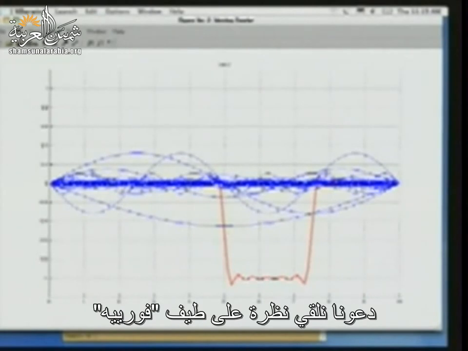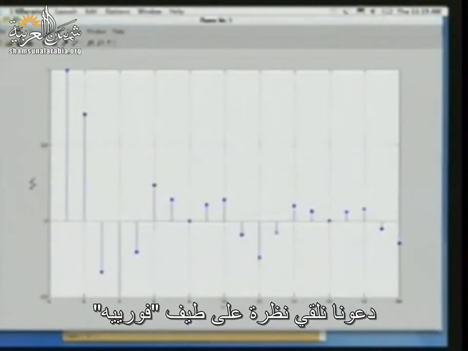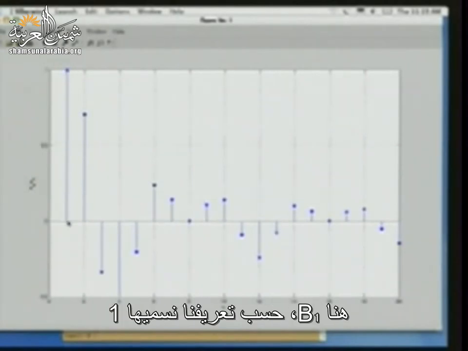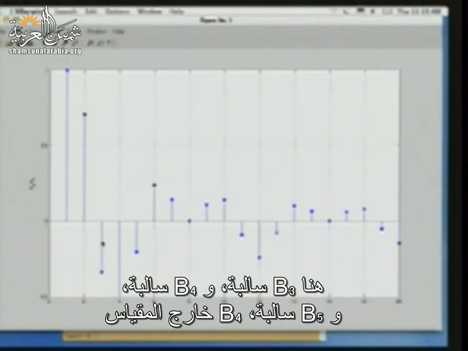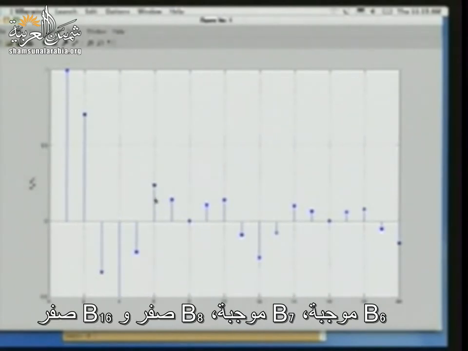Let's take a look at the Fourier spectrum here. Here you see B1, which we by definition call 1. You see B2 is there. It's large. It's a little larger than 0.7. And then you have a B3, which is negative, and a B4, which is negative, and a B5, which is negative. Here, B4 is off scale. And now you get B6 positive, B7 positive, B8 is 0, and B16 is 0.